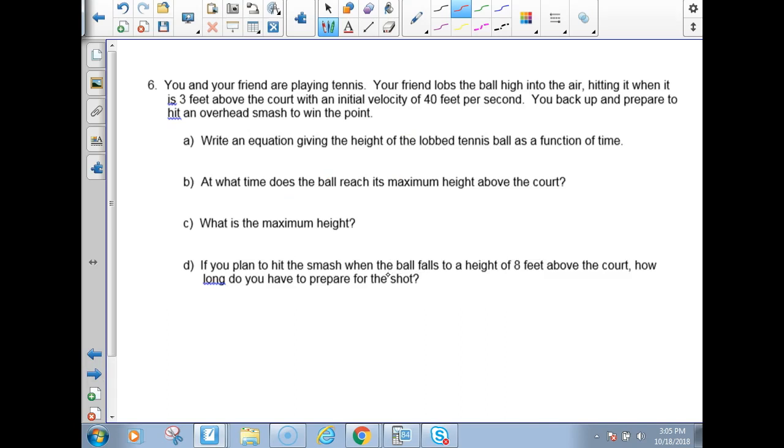You and your friend are playing tennis. Your friend lobs the ball into the air, hitting it when it is 3 feet above the court. Okay, 3 feet above the court. That's when the person hit the ball. So that's going to be my initial height. An initial velocity, v sub 0, is 40. You back up and prepare to hit an overhead smash to win the point. All right, tennis even applies. Things happen fast out there on that court. Even a lob ball isn't up there very long. So write an equation giving the height of the lob tennis ball as a function of time.